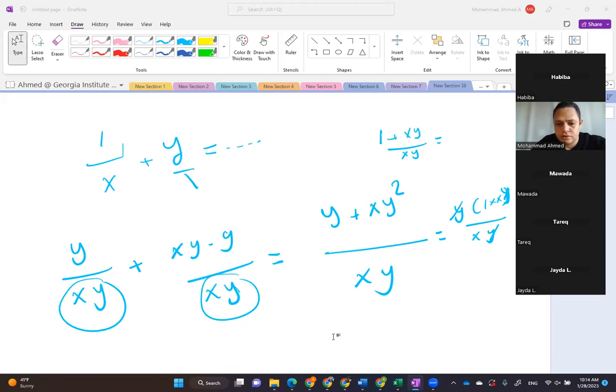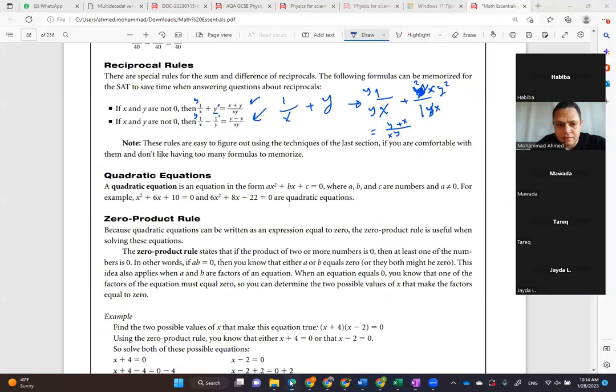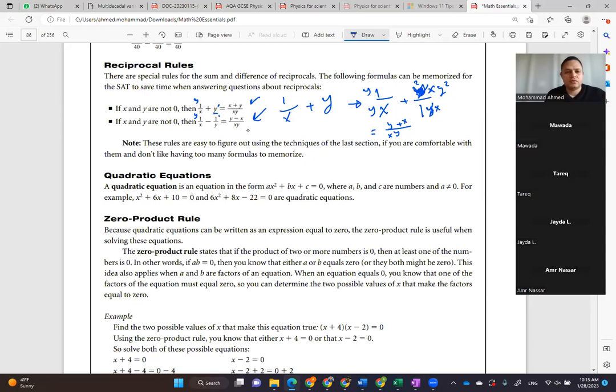Okay, so the final answer you have is going to be the same: x plus y over xy. If you have 1 over x minus 1 over y, it is going to be y minus x over xy. So the rules are easy to figure out using the technique of last session. We can use this to find the value of 1 over x, 1 over z, 1 over whatever plus y. Okay, so now we're going to take the quadratic equation.